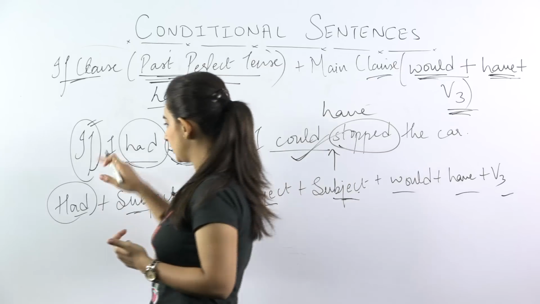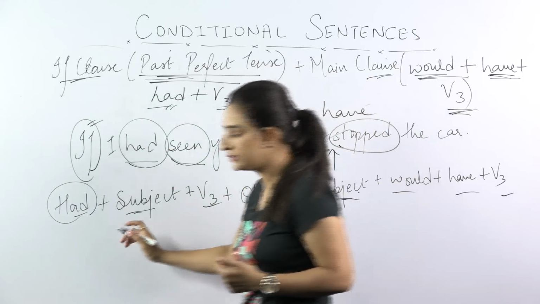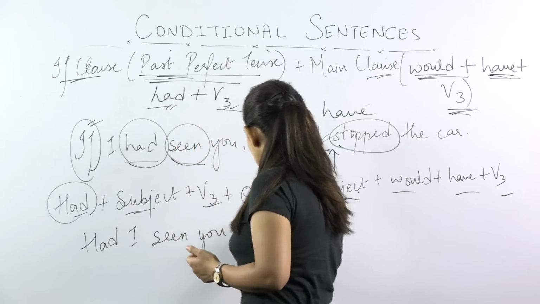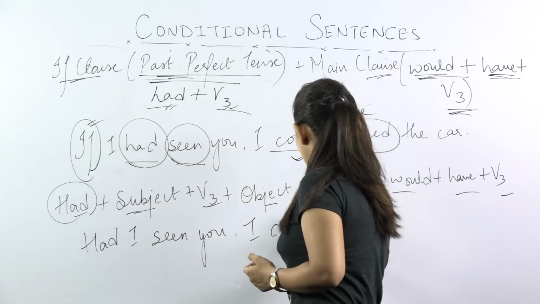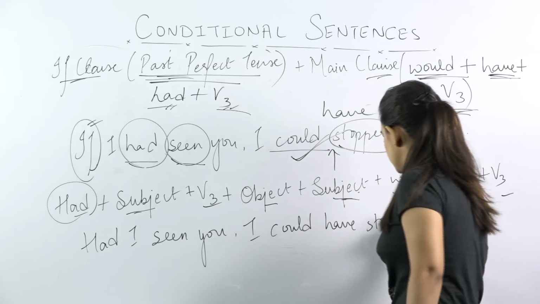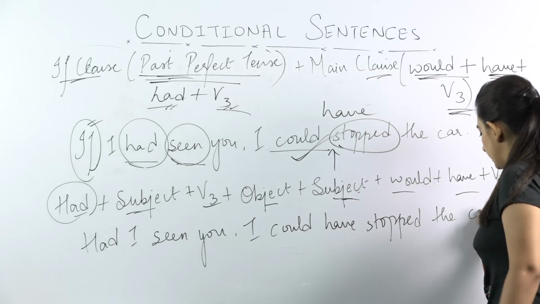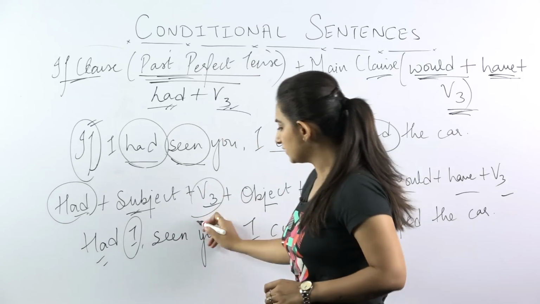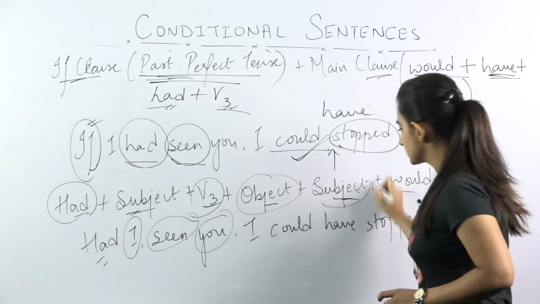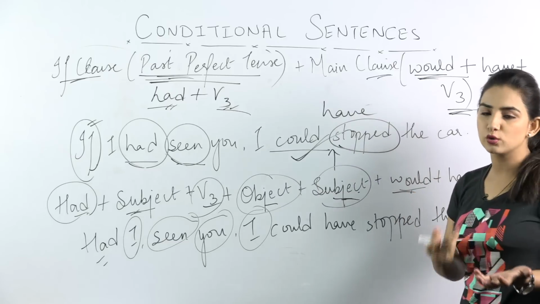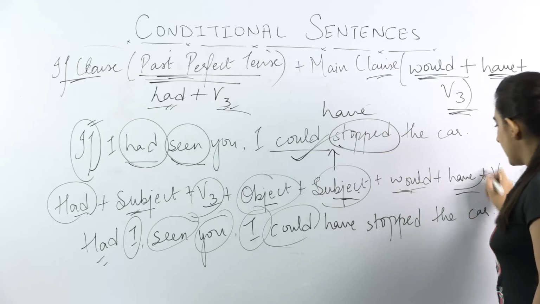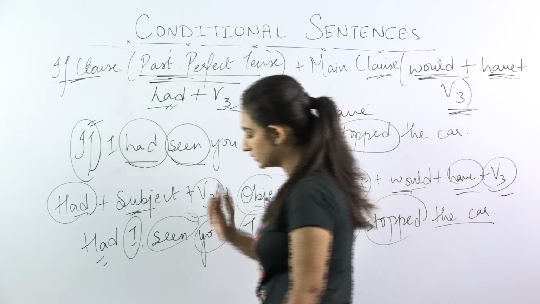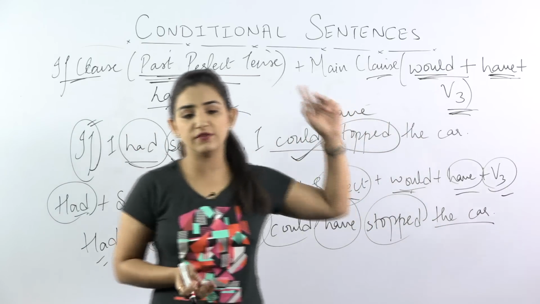So what happens is, if we want to write this sentence in this format, what will be there? Had I seen you, I could have stopped the car. Understood? Had given subject I, V3 seen, object you, subject I, would. In place of would you can also use could or should. Could have V3 stopped the car. Here is the condition when you have past perfect tense given in an if clause.